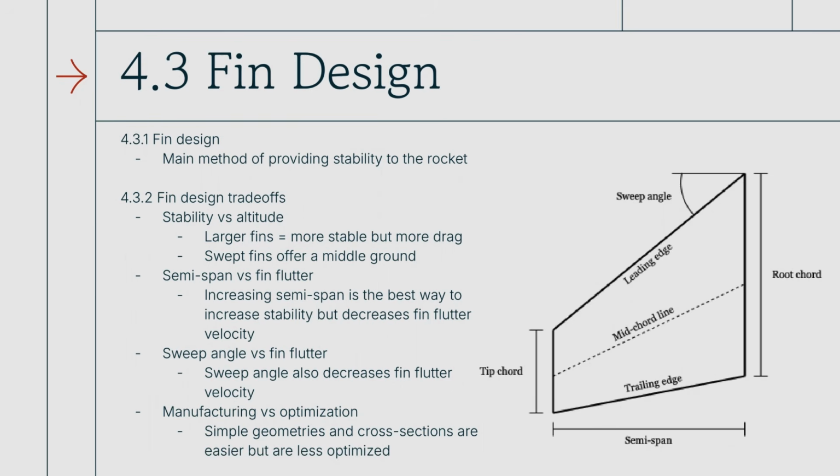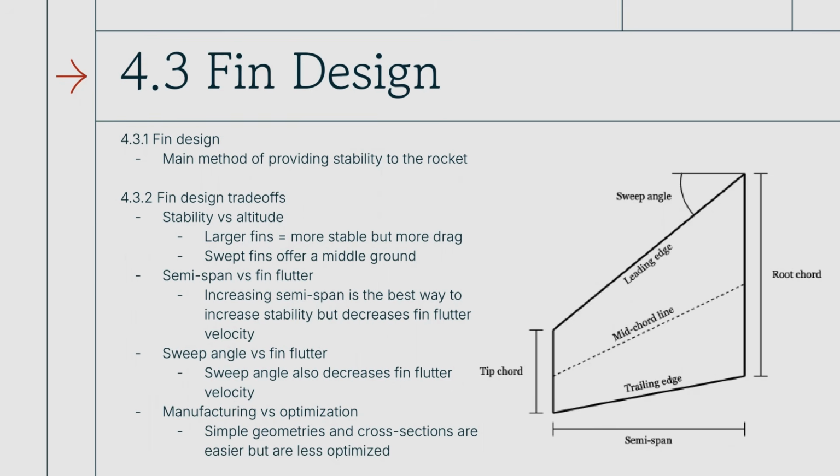All right, fin design. So the fins obviously are the main method of providing stability to your rocket. There's a few different parameters that I can show you that will help quantify or design a fin. You have the root chord, obviously, the tip chord, the semi-span, which is the width of the fin, the leading edge, the trailing edge, the sweep angle. I want to talk about fin design in terms of trade-offs because there's a lot of them and they're always at odds with each other.